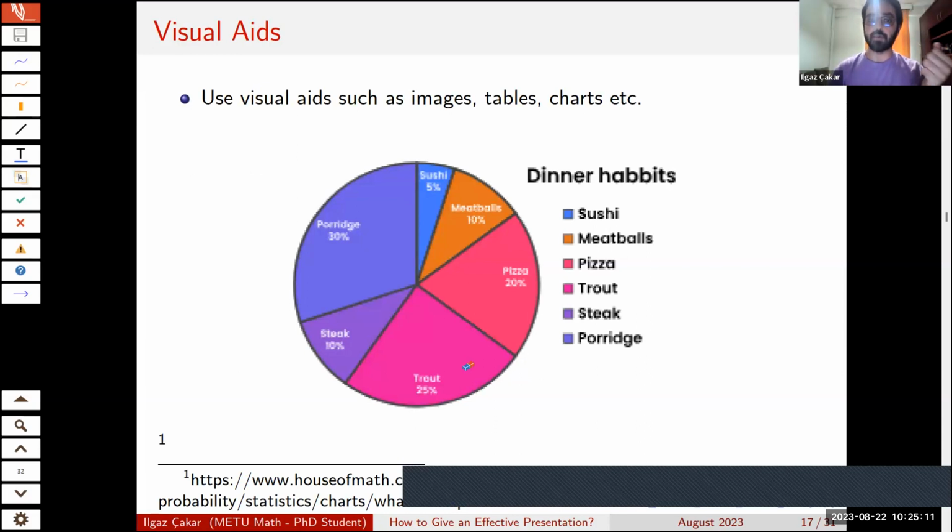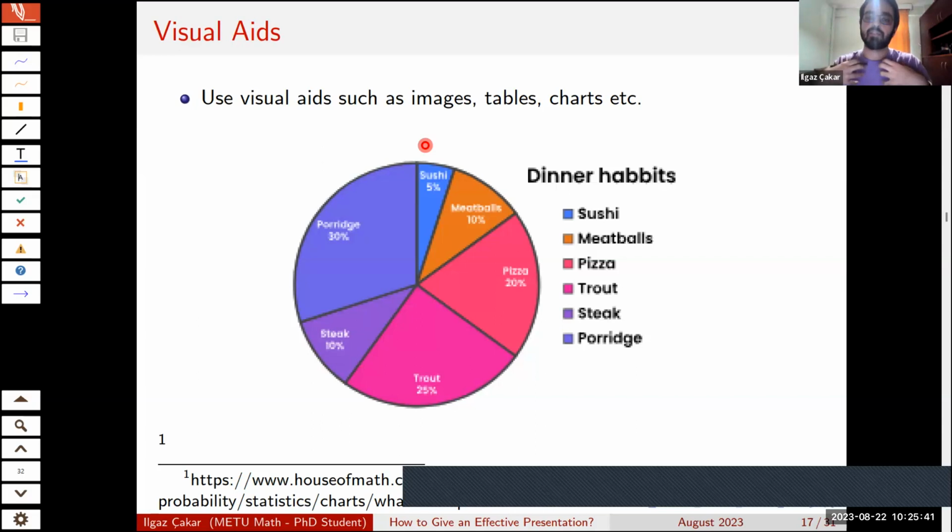For instance, this is a pie chart about dinner habits of, I don't know, some people. I don't know them. But since I am presenting you this, I should explain to you that 30% of people prefer porridge for their dinners, and only 5% of people prefer eating sushi for their dinners. I mean, at least give us some minimums, maximums, or what is important about this visual.